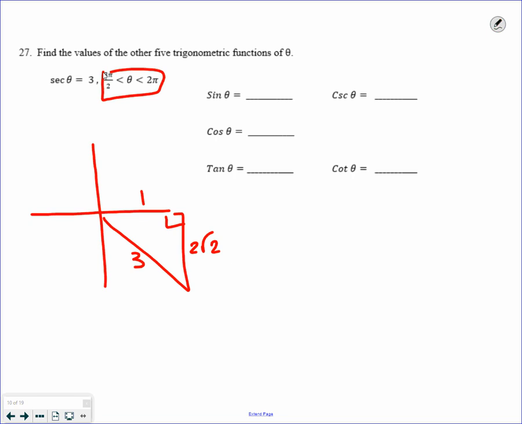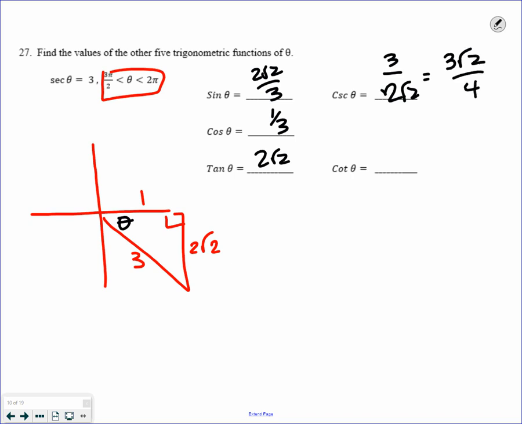So now, filling in all of your trig functions based on this angle here: sine, opposite over hypotenuse; cosine, adjacent over hypotenuse; and tangent, opposite over adjacent. Now, it gets a little trickier with cosecant. You end up with 3 over 2 square roots of 2. So now multiplying top and bottom by the square root of 2. Same with cotangent. You got to multiply both the top and the bottom by the square root of 2.